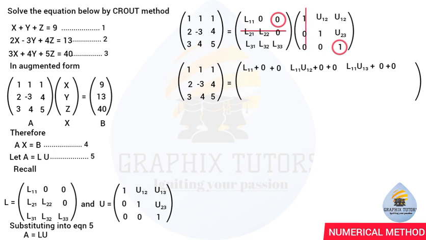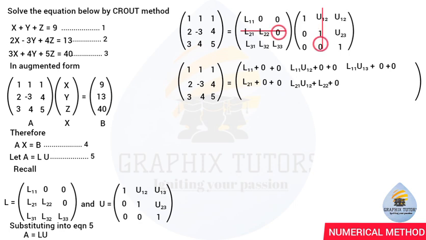So this will give us L sub 21 times 1, which gives L sub 21, plus L sub 22 times 0 gives 0, plus 0 times 0 gives 0. Now go to the second column, multiplying the second column of the second matrix. We'll have L sub 21 times U sub 12, which gives L21 U12, plus L sub 22 times 1 gives L sub 22, plus 0 times 0 gives 0.